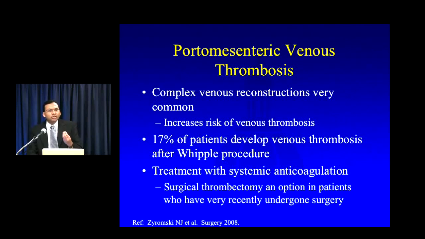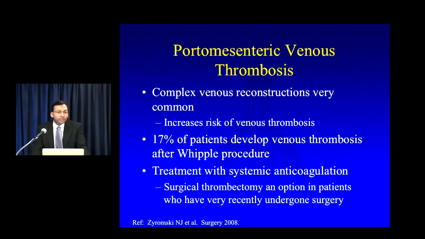Now, another major complication that you have to be looking for when you're dealing with these postoperative cases is portomesenteric venous thrombosis. And this has actually become more and more of a problem as surgeons are doing all kinds of complex venous reconstructions to treat patients who at one point were considered unresectable because of tumoral involvement. It goes without saying that you start doing more venous interposition grafts, jump grafts, so on and so forth, that your risk of venous thrombosis goes up considerably.